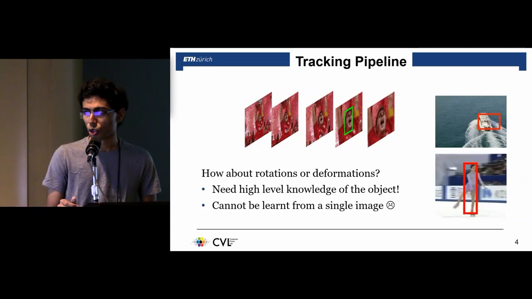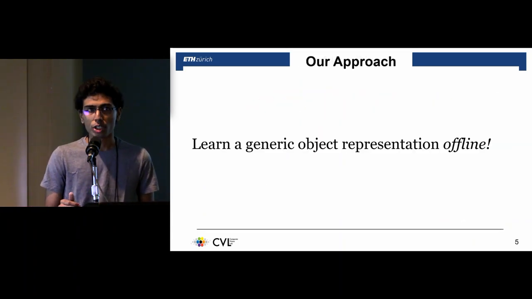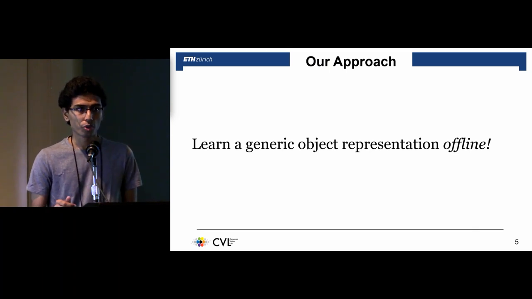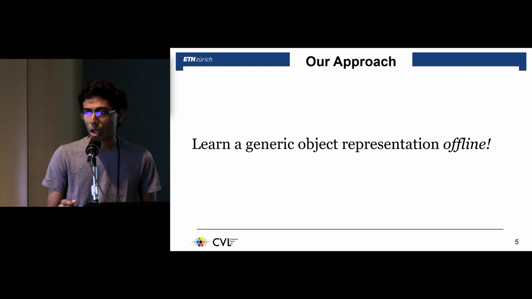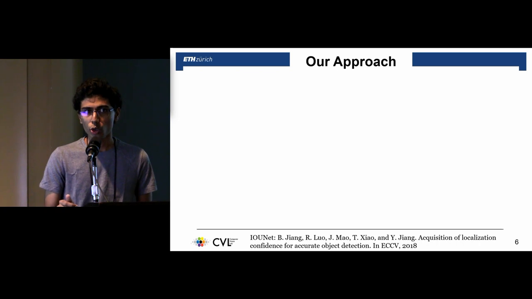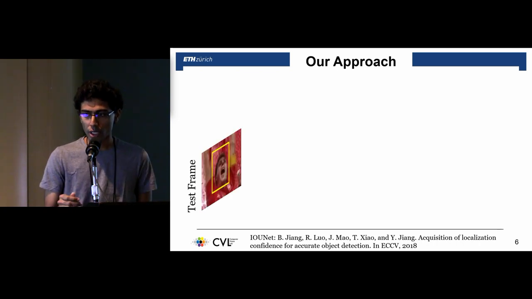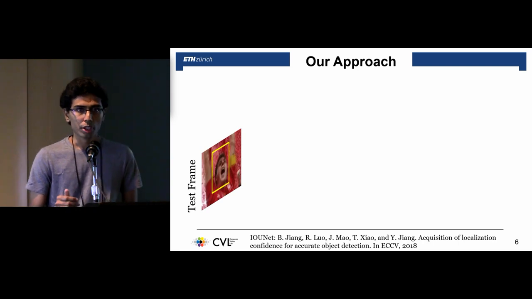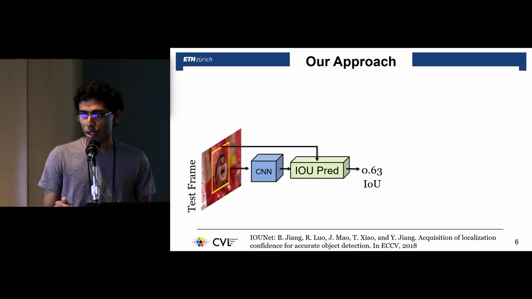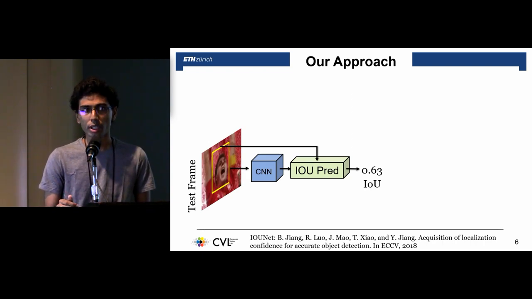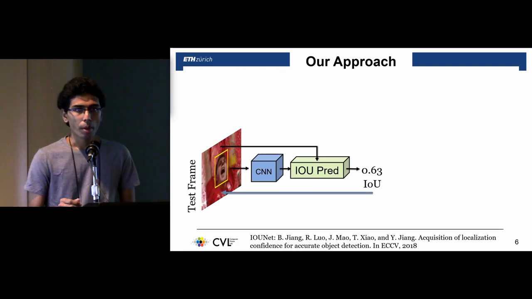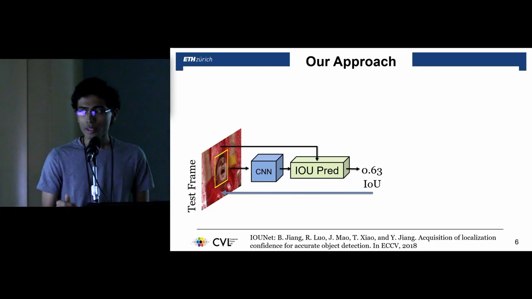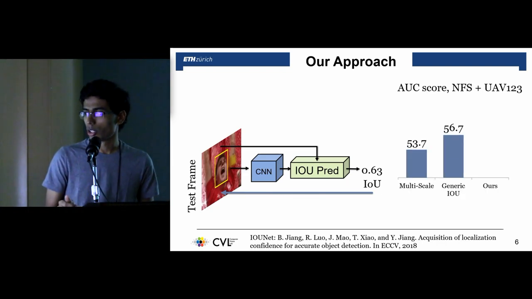Thus, in our approach, we aim to learn a generic object representation offline, which we can then utilize for a bounding box estimation task for any arbitrary object online. Our approach is inspired from the recently introduced IoU-Net for object detection. Given an image with a proposal box, IoU-Net predicts the overlap between the object and the given proposal. The key idea is that the IoU prediction is differentiable with respect to the proposal coordinates. Thus, we can refine the proposal by maximizing the IoU. Compared to the naive multi-scale approach, using a class-independent IoU-Net provides a decent improvement in tracking performance.